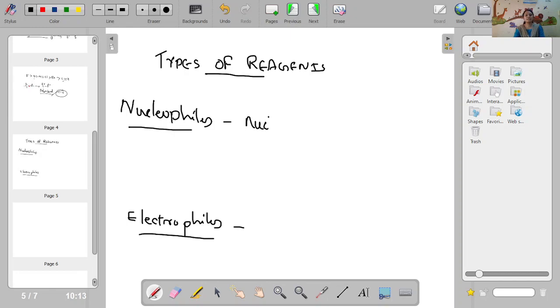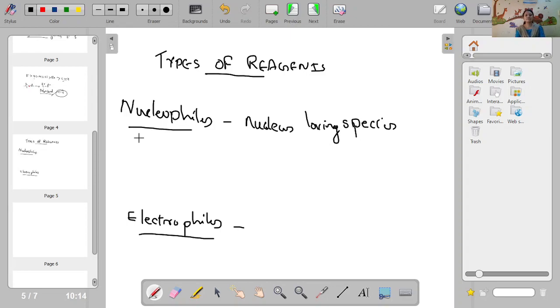Nucleophiles simply mean they are nucleus loving. This is a very simple definition you can remember. They are nucleus loving species. Nucleus loving species means they are attracted to the positively charged nucleus. So when a reagent is attacking a nucleus, that means that reagent is negatively charged, because nuclei are positively charged.